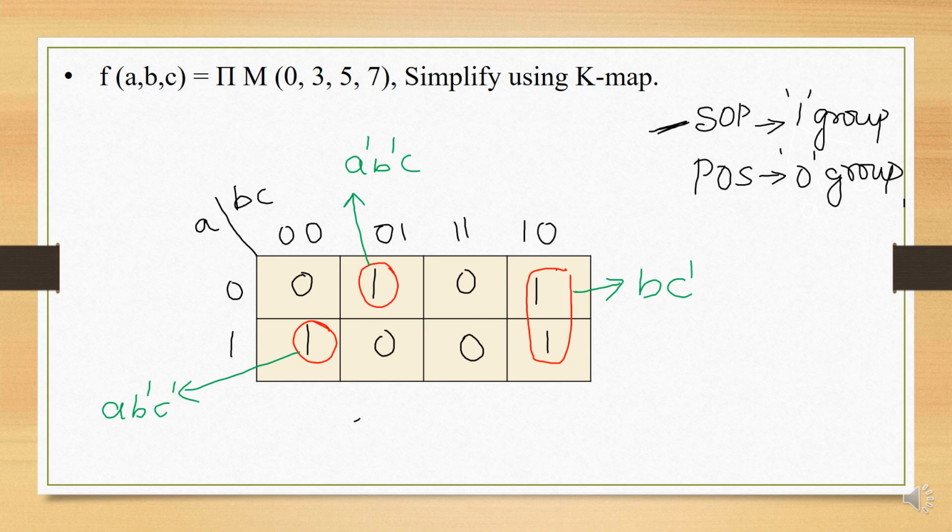Let us now write the simplified expression F equal to. As we have grouped for logic ones, we have written the product terms and we are obtaining the simplified SOP expression. Just the summation of all these product terms will result in the simplified SOP expression. So we can write the expression as A bar B bar C plus A B bar C bar plus B C bar. So this is the simplified SOP expression.